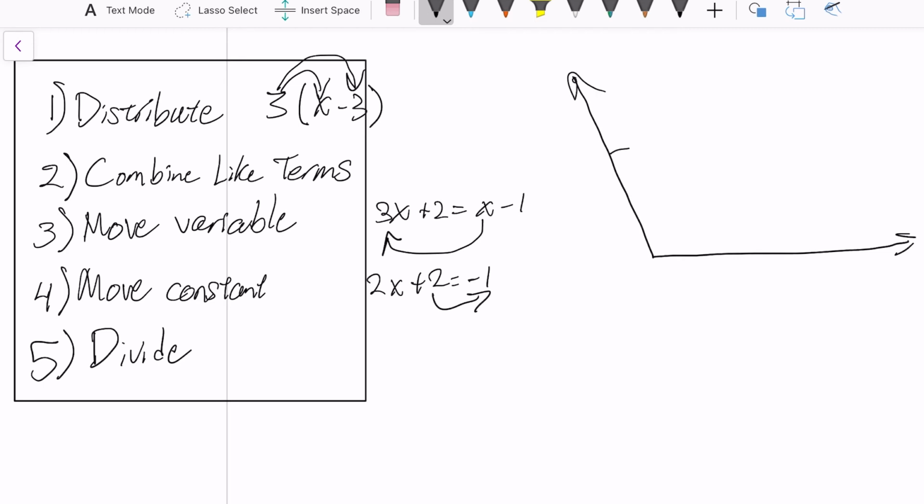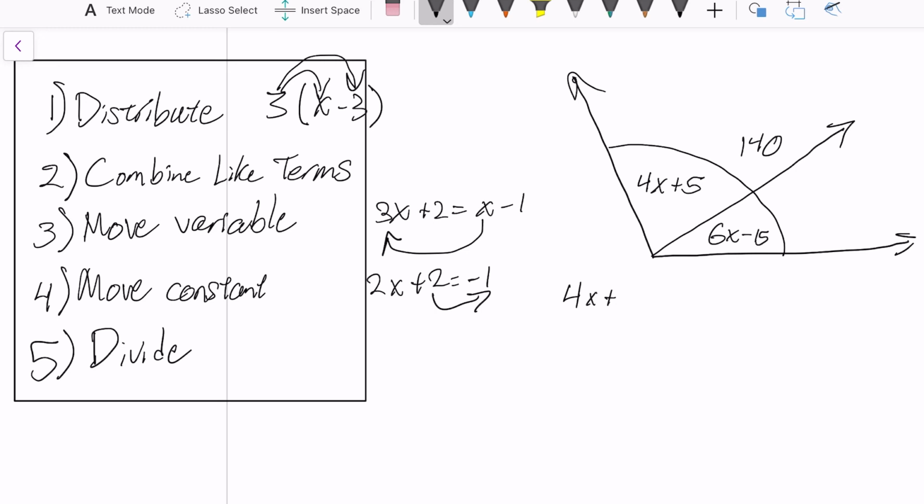Now this whole angle right here is, we'll go with 140 degrees. But we've got this line that goes through it, so this is really made up of 2 angles. This angle is 4x plus 5. This one over here is 6x minus 10. Six x minus 15, sorry. So we know all together that this 4x plus 5 plus this 6x minus 15 has to be equal to this 140 degrees, because these 2 angles add up to this entire 140. If we add them together, they're going to equal 140.